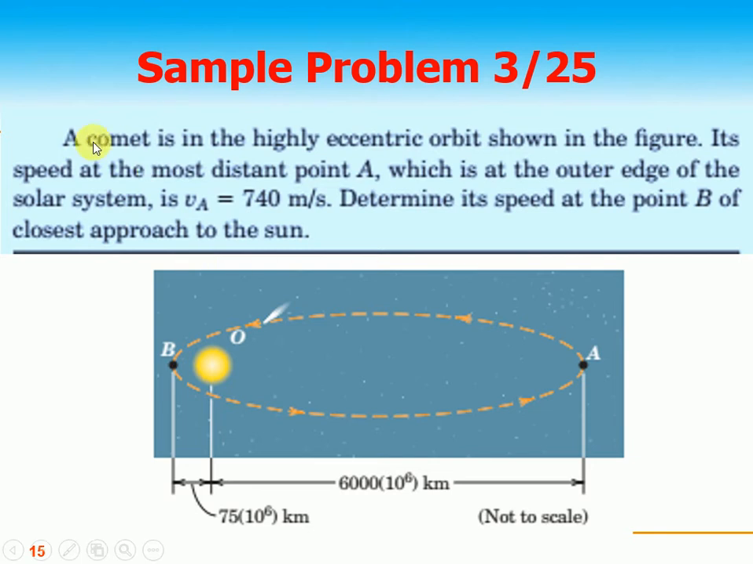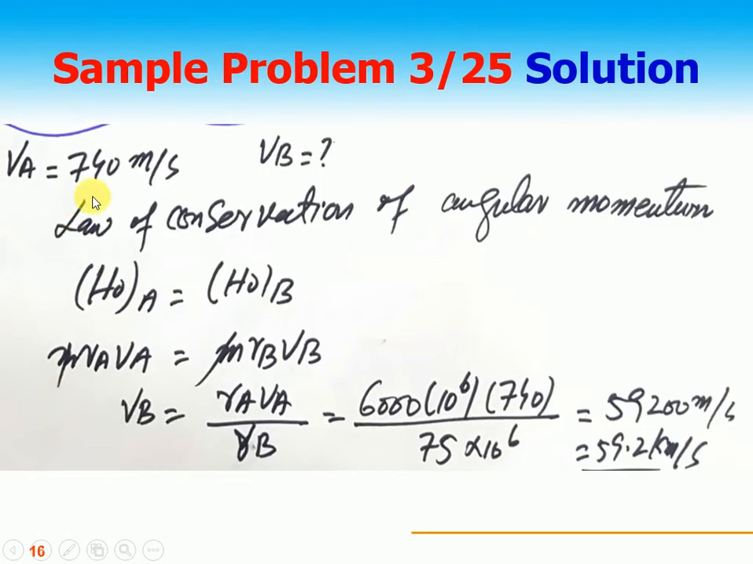Simple problem 3-25. A comet is in a highly eccentric orbit shown in the figure. Its speed at the most distant point, at this point A, which is at the outer edge of the solar system, is 740 meter per second. Determine its speed at point B, the closest point to the sun. This is an elliptical path, and the distance at point A from the sun is 6,000 exponent 6 kilometer, and from point B, very close, is 75 exponent 6 kilometer. We need to find the speed of this comet at point B, which is near the sun. So VA is 740, what is VB?